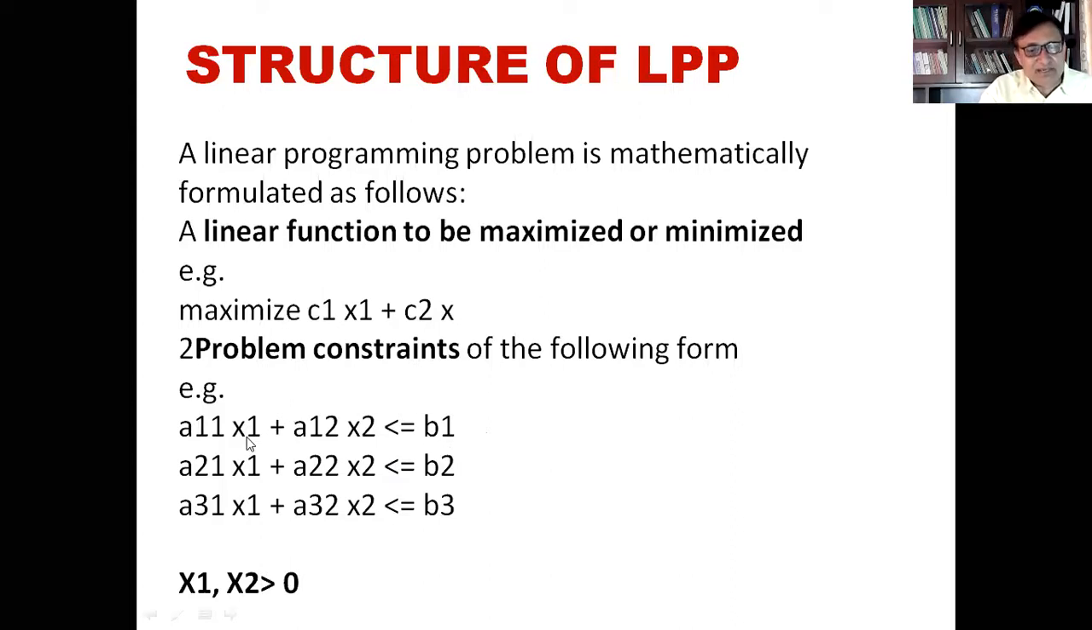So here A11, A12, A21, A22, these are known as structural coefficients. In the objective function, whatever we have written as C1 and C2, these are the cost or profit coefficients. X1 and X2 are known as decision variables. A11, A12, A21, A22, A31, A32 are the structural coefficients which define the uses of various resources which need to be allocated per unit of producing X1 and X2.